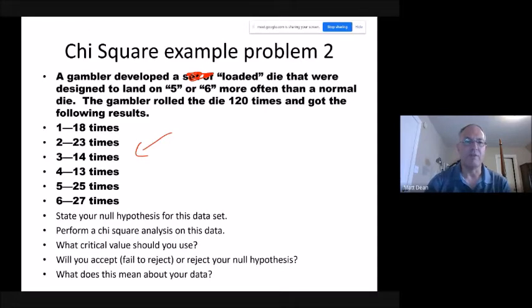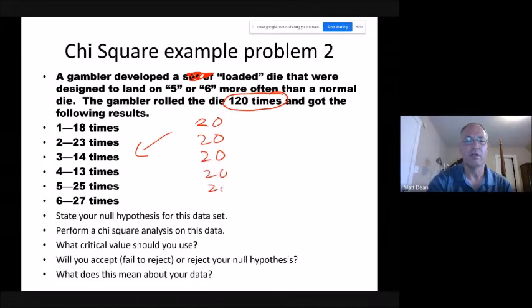What you got to think, if he rolled it 120 times, you would expect how many of each number? 1, 2, 3, 4, 5, 6. On a normal dice, it should be random, right? So 1/6 of the time, you ought to get ones. So you ought to get 20. 1/6 of the time, you ought to get twos. 20. 1/6 of the time, you ought to get threes. 20, 20, 20, 20, all the way down. You would expect to get 20 of each.